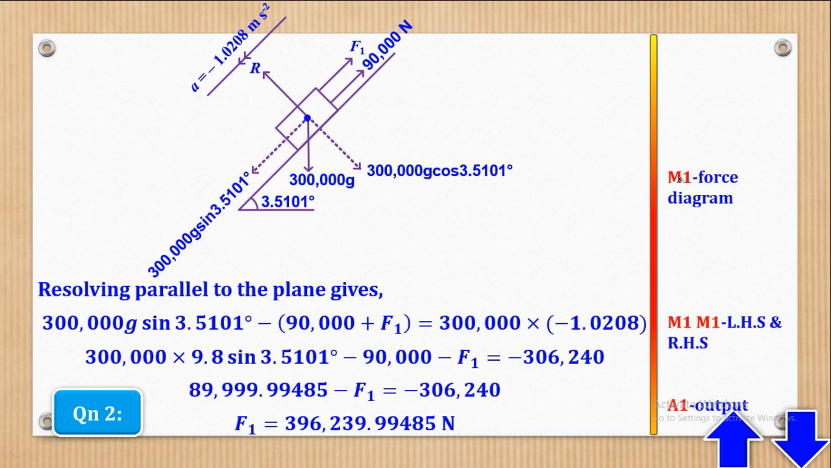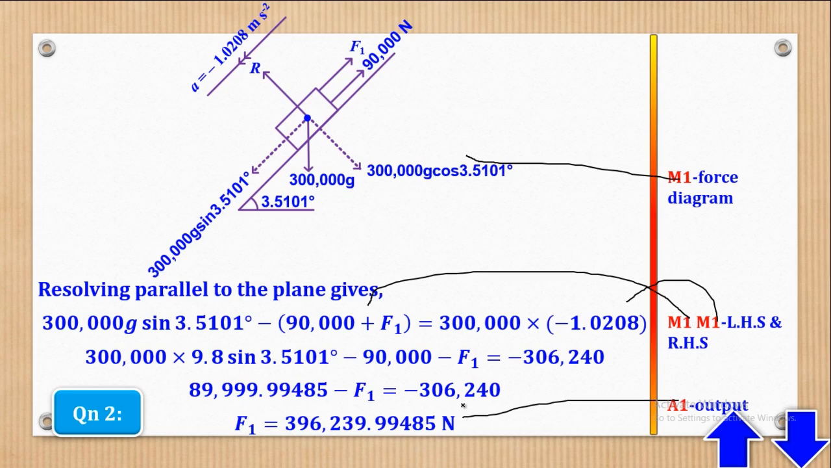Now let's see how marks can be awarded. So M1 for the correct force diagram drawn using a ruler, M1 for left hand side, M1 for right hand side, and A1 for the output.